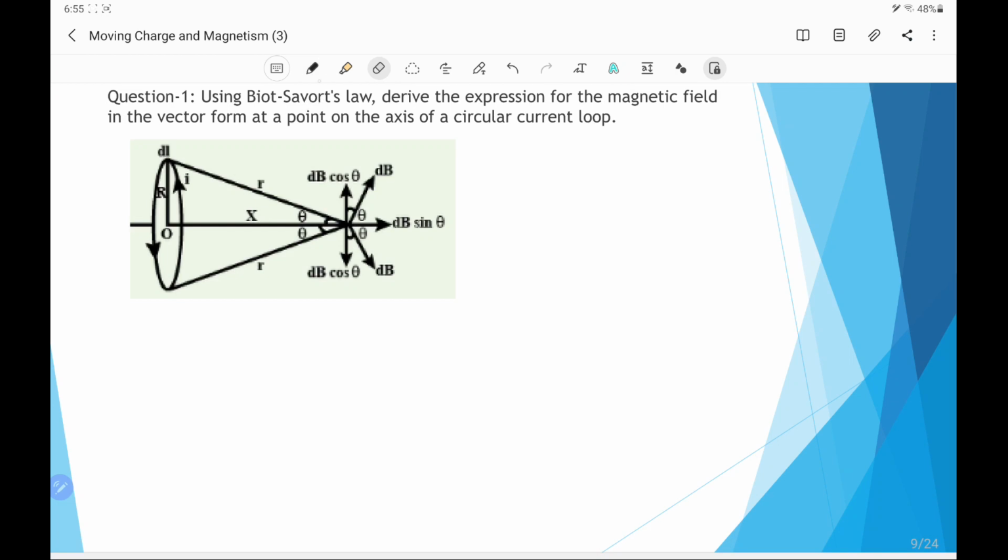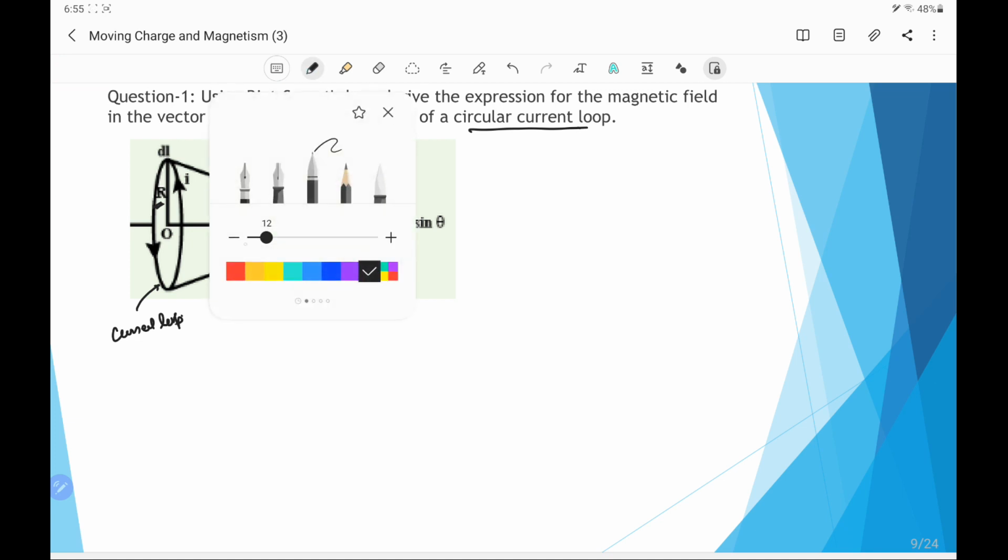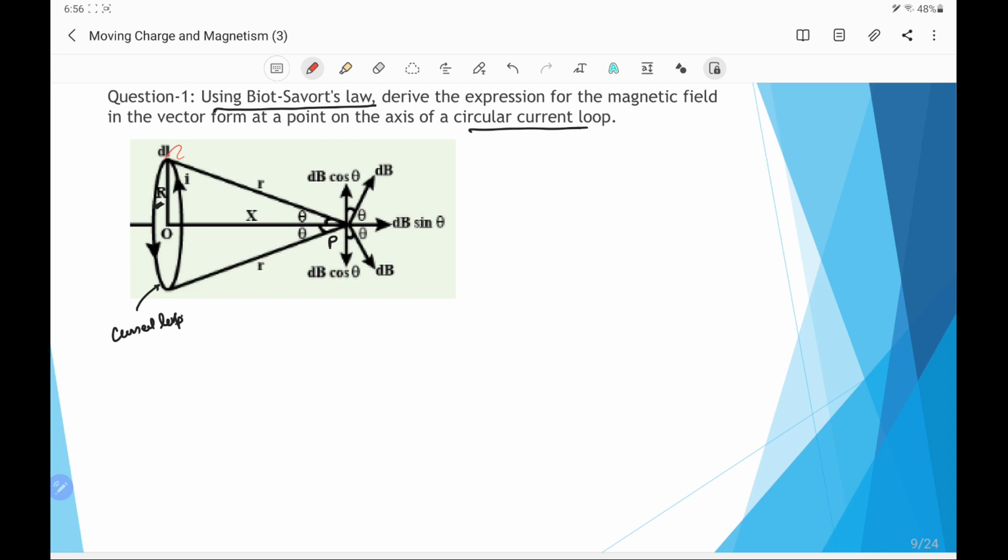Here the question is to find the expression for the magnetic field in vector form at a point on the axis of a circular current loop using the Biot-Savart's law. So in the figure we have shown that it is a current loop. This is the current loop which carries the current I, and it has the radius r, and from the center of the coil at a perpendicular axis there is a point P at which we have to find the magnetic field. So therefore we have taken a current element I dl. This is the current element, and it is say outward in our direction.